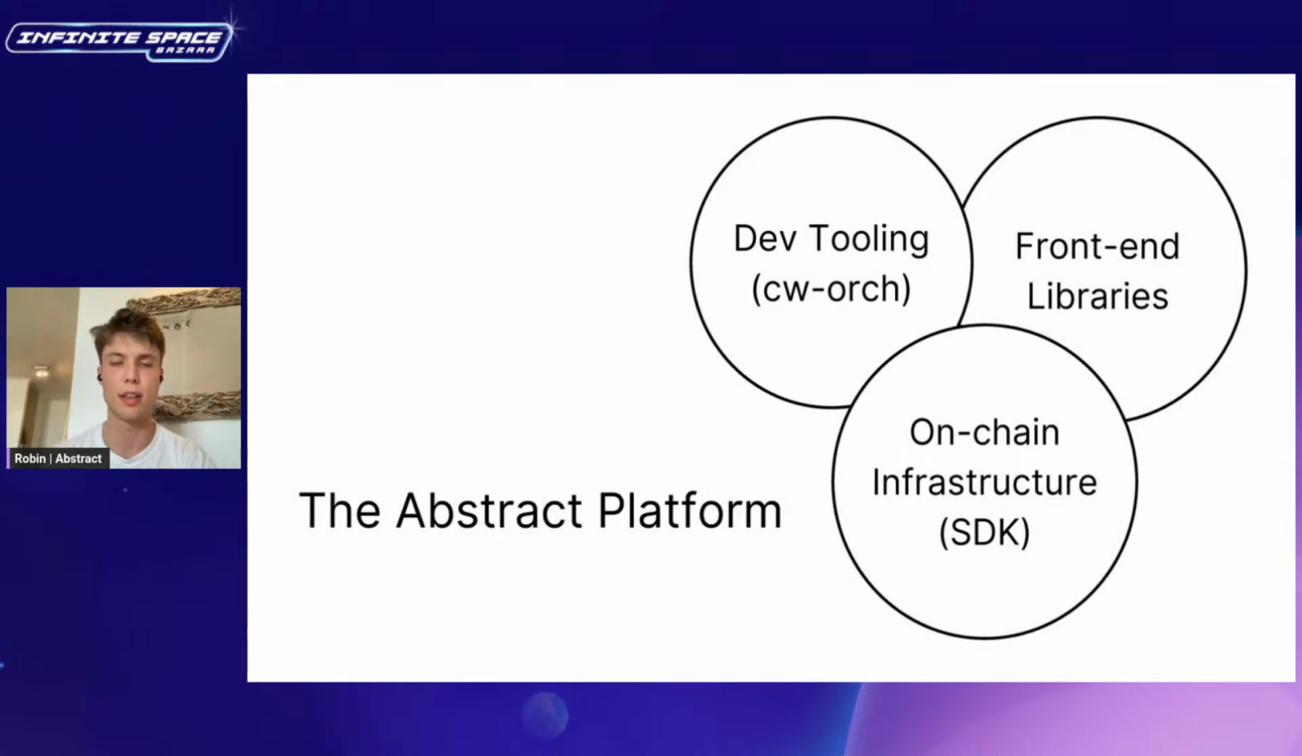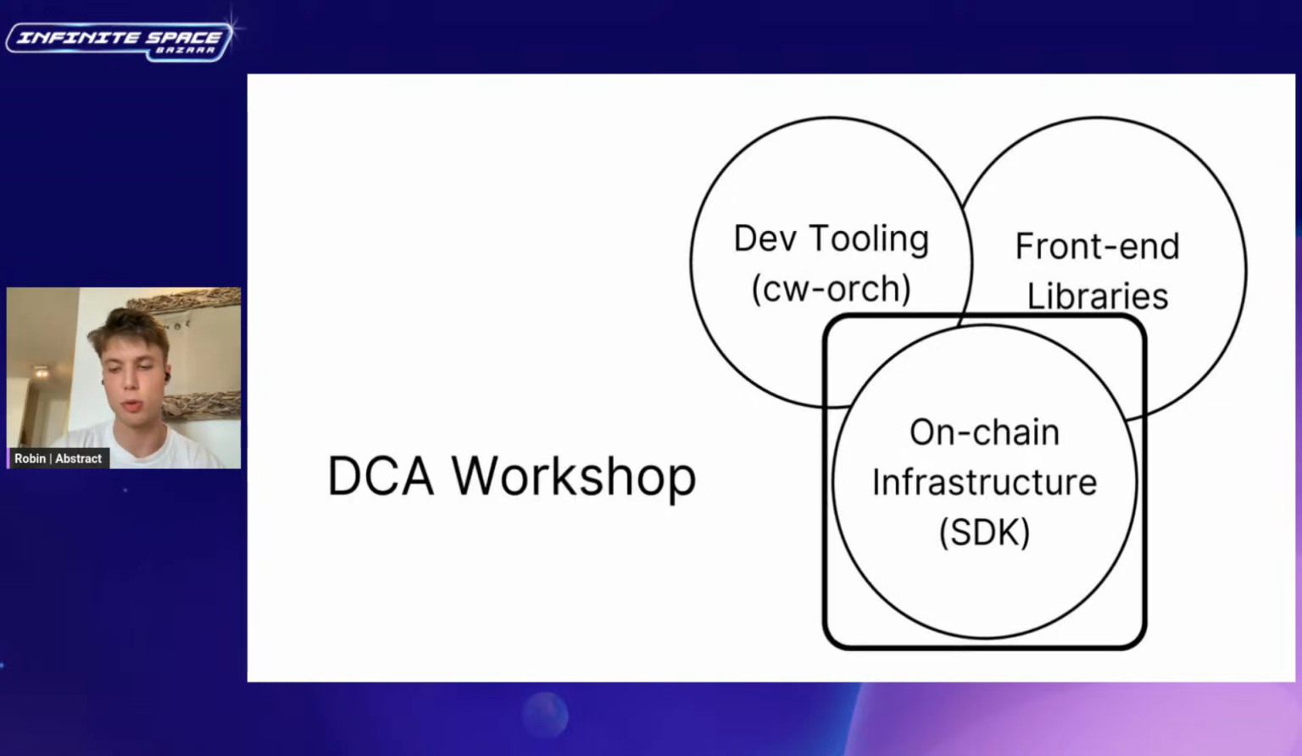Then we have some front-end libraries that enable front-end developers to interact with the on-chain infrastructure that we deploy and the applications that they will be developing themselves. And then the main component is our on-chain infrastructure, the Abstract SDK, and that's what this workshop is going to be about. So we're going to be talking about the infrastructure, what it does, and how to work with it.